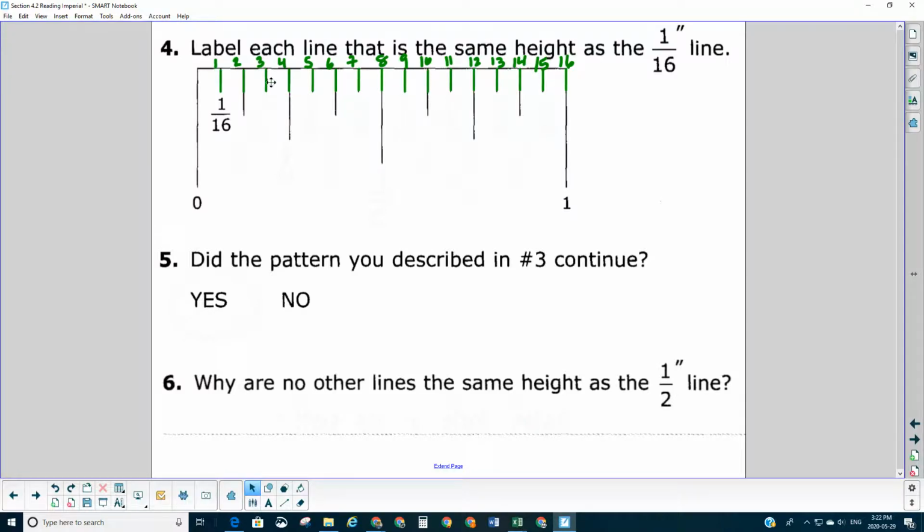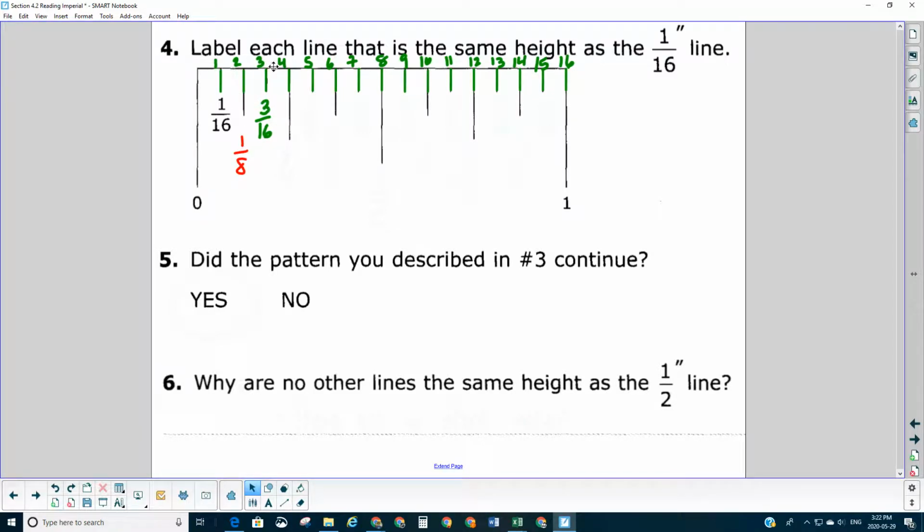So if I was going to label this guy, which is the same height, this is 1, skipping 2, and 3/16. Why are we skipping 2? Well, 2/16 is actually an eighth. Divide the top and the bottom by 2, and you get 1/8. So it's not that we're skipping it because it's not important. It's just not a 16th. It reduces to an eighth.